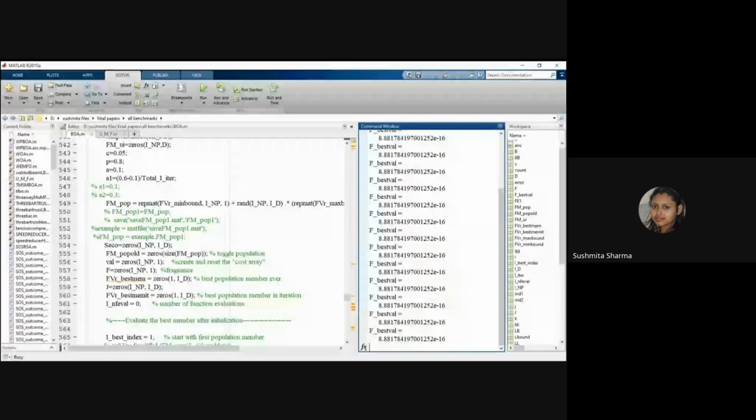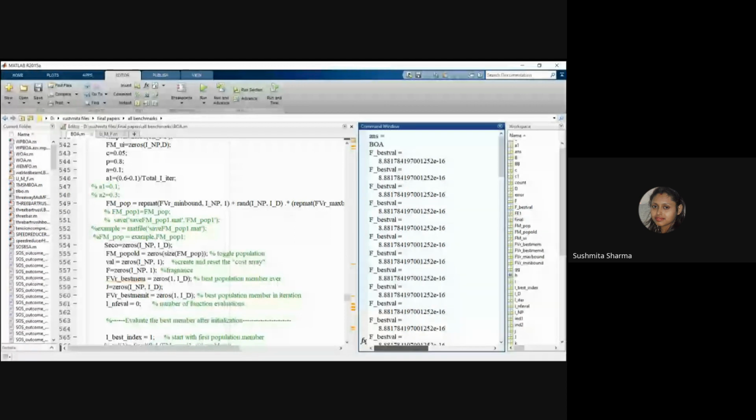We are getting the result very simply, and very fast. Finally, I am getting the median and standard deviation. Okay, standard deviation is zero. We are getting the worst solution. Our mean value is 8.88 into 10 to the power minus 16. So that is an optimal value.